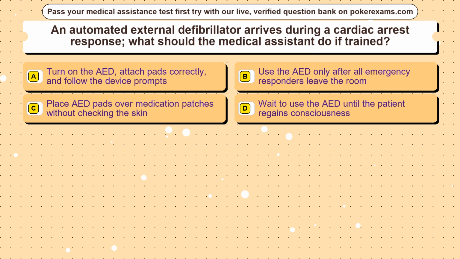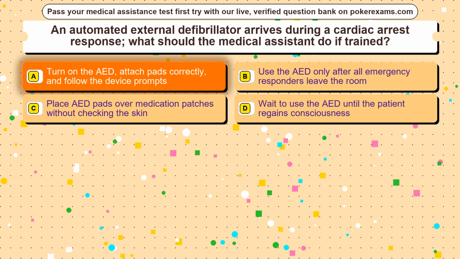Question 63. An automated external defibrillator arrives during a cardiac arrest response. What should the medical assistant do if trained? Option A. Turn on the AED, attach pads correctly, and follow the device prompts. Option B. Use the AED only after all emergency responders leave the room. Option C. Place AED pads over medication patches without checking the skin. Option D. Wait to use the AED until the patient regains consciousness.